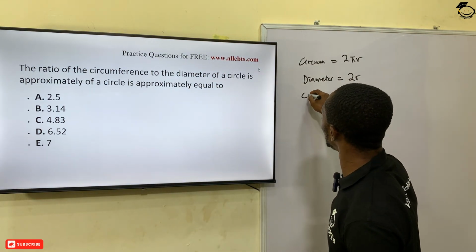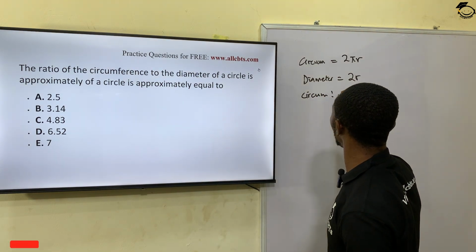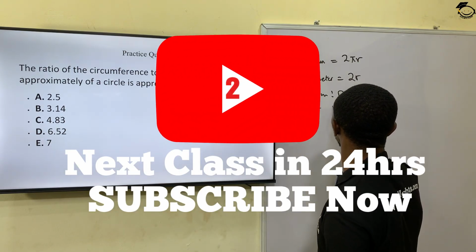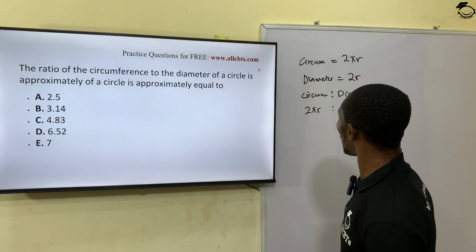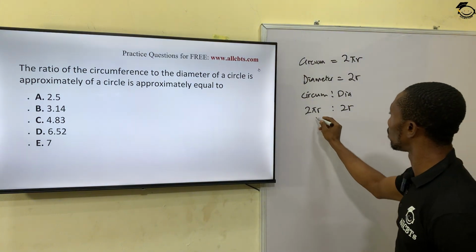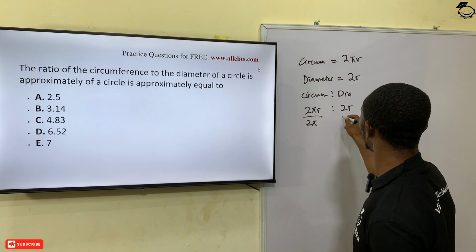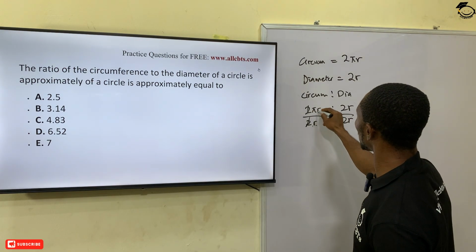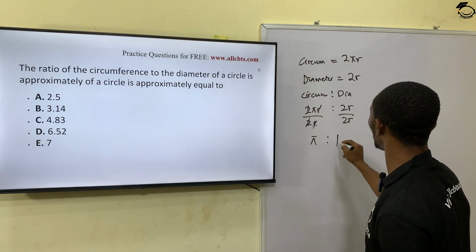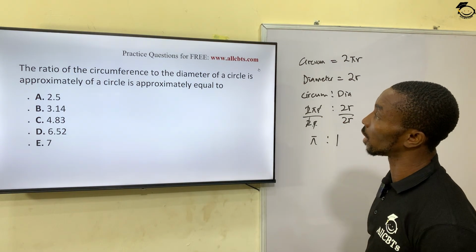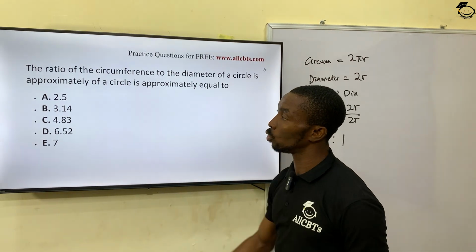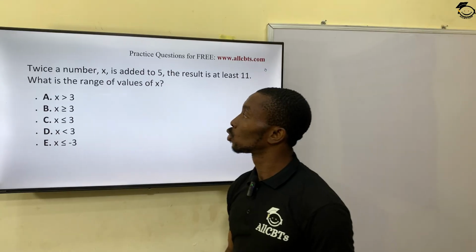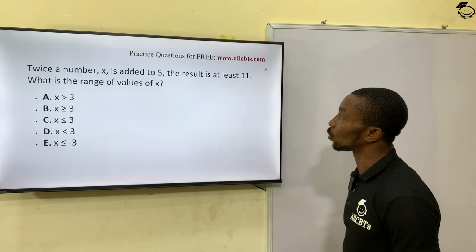Now they're asking for the ratio of our circumference to our diameter. Now, if our circumference is 2 pi r and our diameter is 2r, we can divide both sides by 2r. So this becomes divided by 2r over 2r. So this will cancel, leaving us with pi is to 1. So the ratio of our circumference to our diameter would be the value of our pi, which is 3.142.